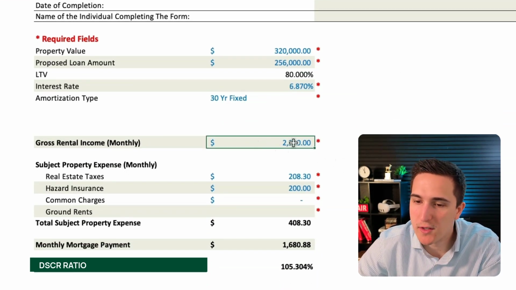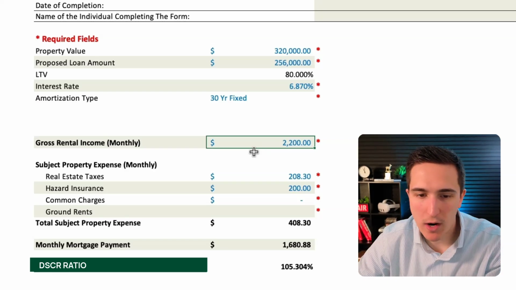And let's say our gross rental income is $2,200 a month. Now, this is why a lot of deals are falling apart. If you're refinancing and you have a property and your tenant pays $2,000 a month, but the appraiser believes that the market rents are $1,500 a month, the underwriters are going to use the lesser of the two. They're going to use that $1,500 a month number.